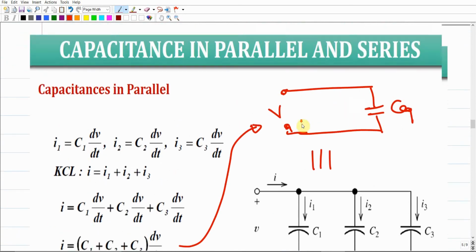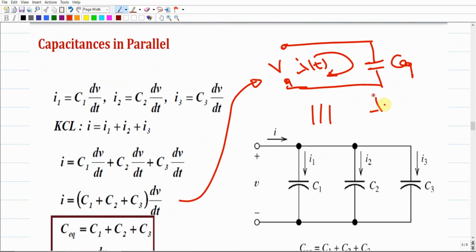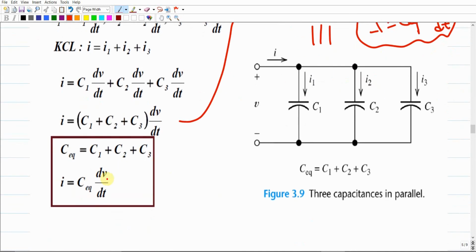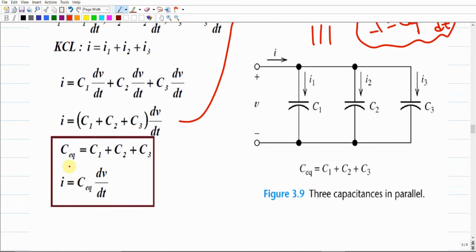If I ask you to find the relation between the current I of t and the C equivalent over this electrical circuit, you're going to say that I equals C equivalent times dV by dt, right? This is the equation for this electrical circuit. So it's going to be the same as what we already got here, I equals some C times dV by dt. This C definitely should be the C equivalent. So as you can see, the equivalent capacitance equals the sum of the capacitances of all three capacitors that were arranged in parallel.